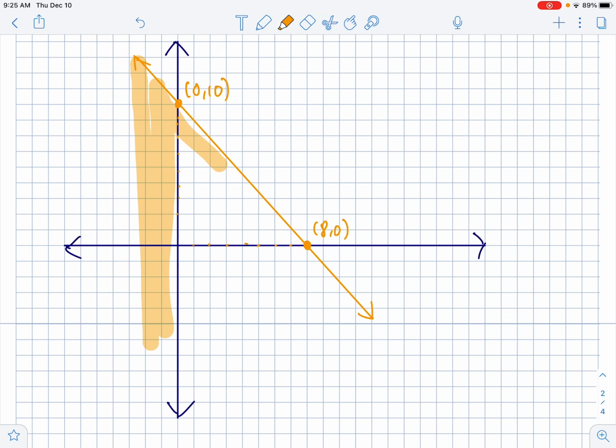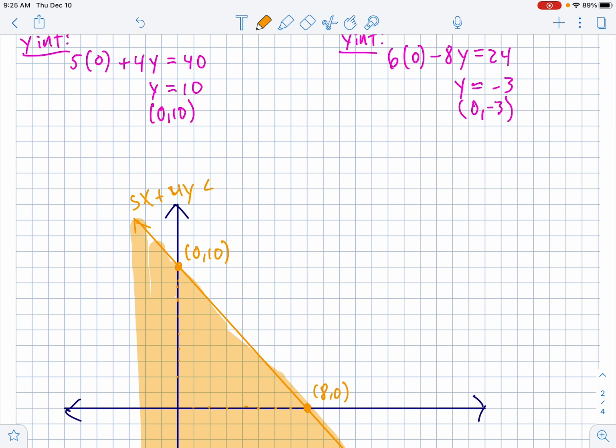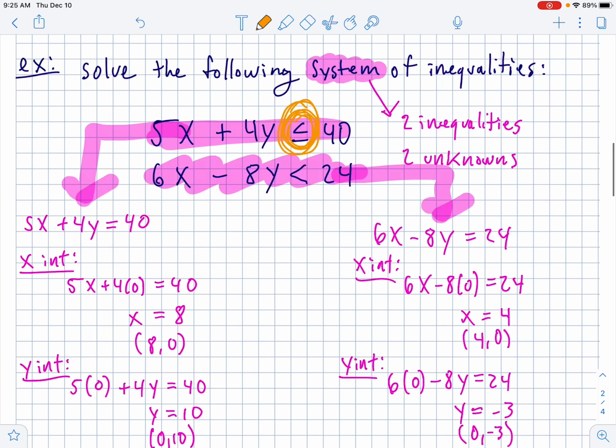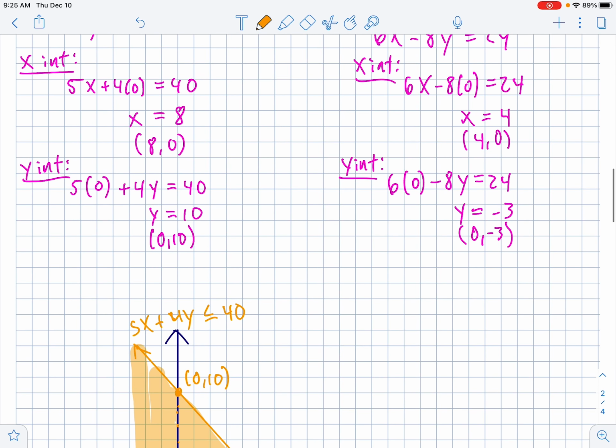There we go. So that was the first inequality, 5x plus 4y is less than or equal to 40. I guess I could be a good math teacher and label it. This one is 5x plus 4y is less than or equal to 40. Is that what I did?